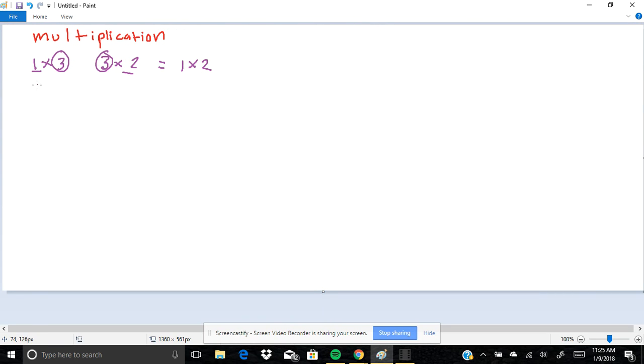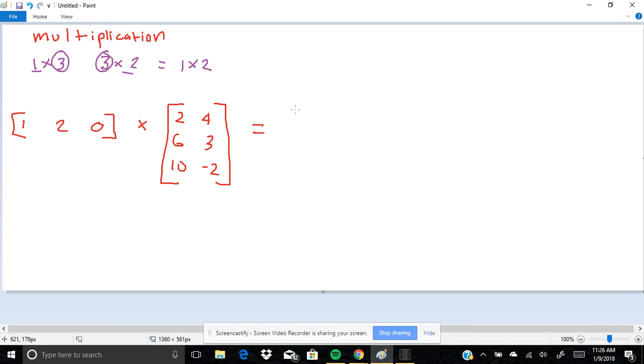Let's do a 1 by 3 and a 3 by 2. I'll make these pretty big. Let's go. A 1 by 3 would be 1, 2, 0 times a 3 by 2. Be 2, 4, 6, 3, 10, and negative 2. So that is a 1 by 3, and that is a 3 by 2. So your resultant will be a 1 by 2.